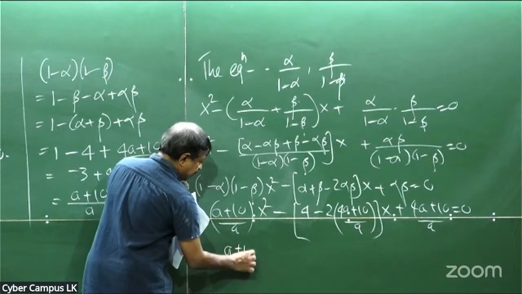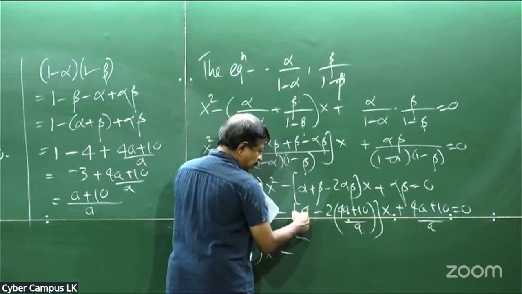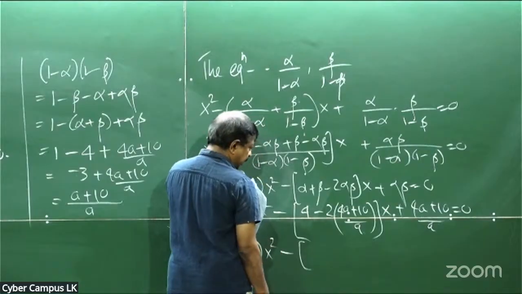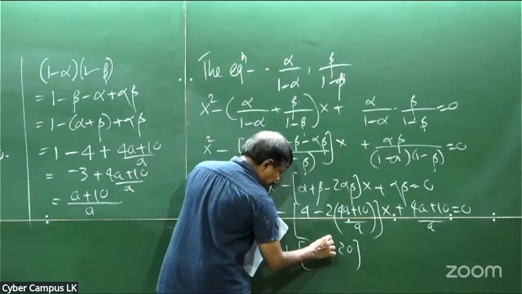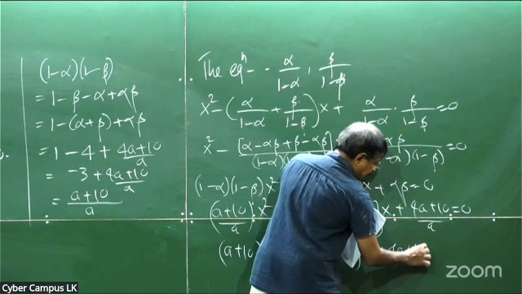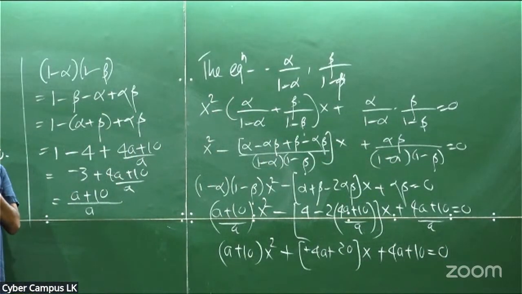You get A plus 10 x squared. Here you get 4A minus 8A minus 4A minus 20. Everything will be positive. You have 4A plus 10. Something like that. Relatively, it's difficult, more difficult than a regular problem from quadratic equations.